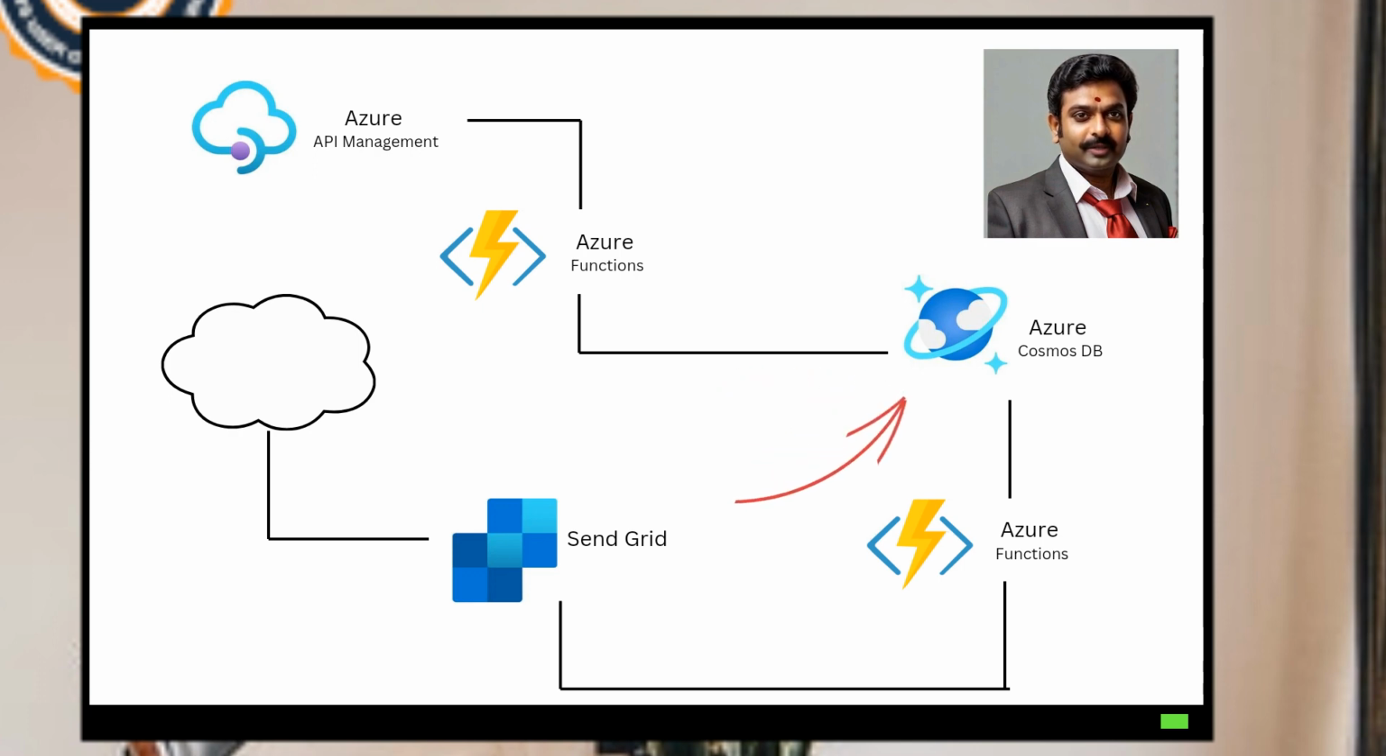Azure Cosmos DB, a NoSQL database. It stores the OTP with the associated user's email or mobile number. It uses TTL attributes to automatically delete and clean up expired OTPs. Cosmos DB triggers can be used to initiate actions based on OTP lifecycle events.